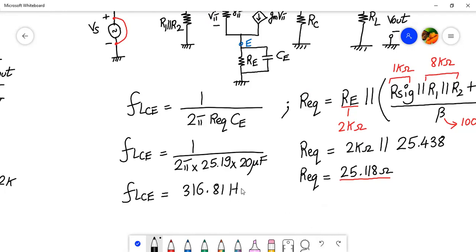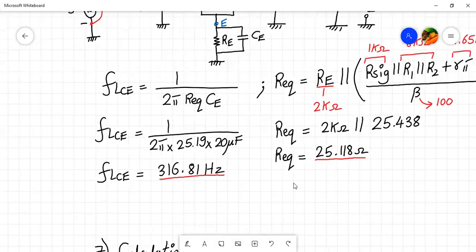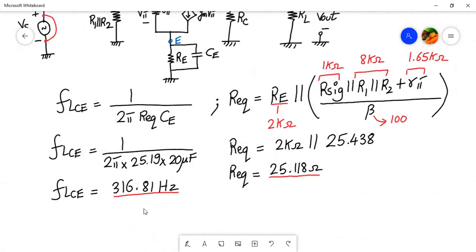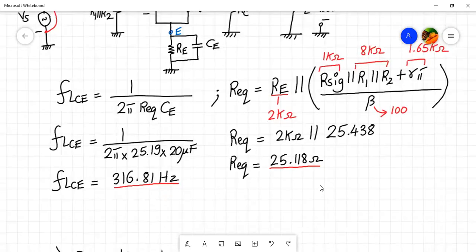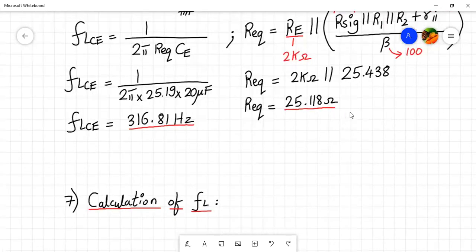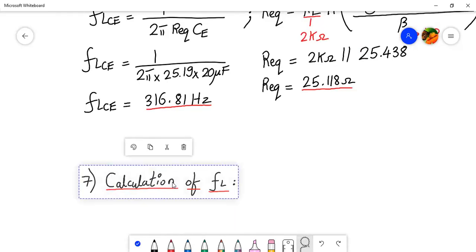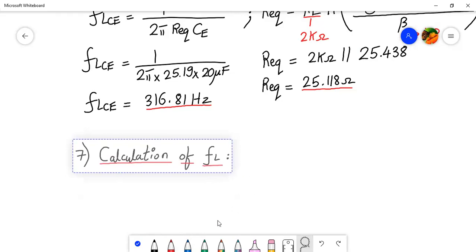Let me write hertz properly. Do remember that whenever you write a numerical value, it should be supported by the proper unit. Okay, R equivalent, FL of CE, all should be supported by proper unit. Now next comes the calculation of FL.